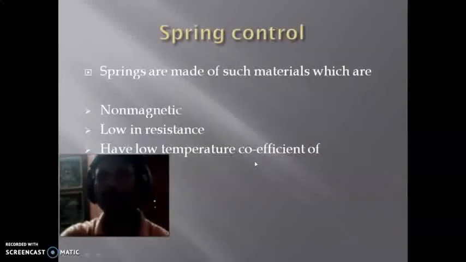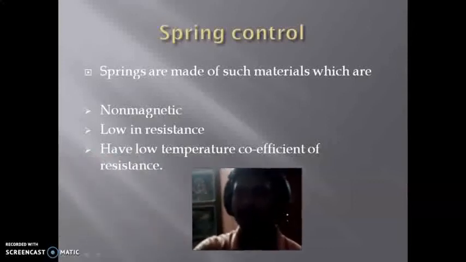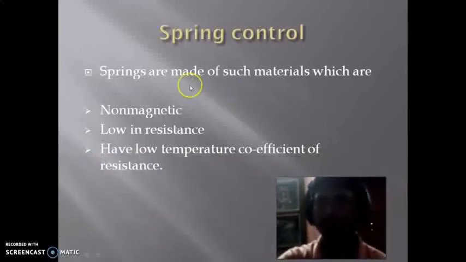Next is the spring control material used. The springs are made of such materials which are non-magnetic, low in resistance, and have a low temperature coefficient of resistance. Phosphor bronze is that kind of material. That's why we are using this material, and it has these characteristics. Phosphor bronze is non-magnetic, and it has a low resistance, and also it has a low temperature coefficient.